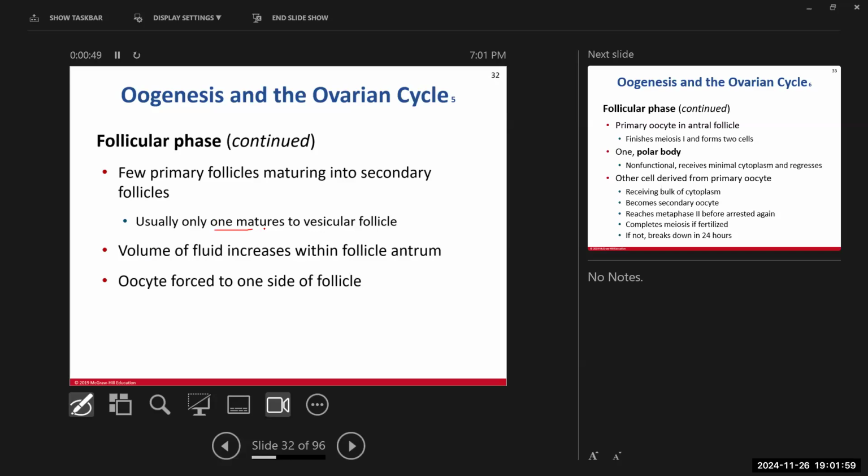And at this point, that secondary oocyte is pushed off to the edge, because guess what's going to happen next? What's next? What's going to happen?